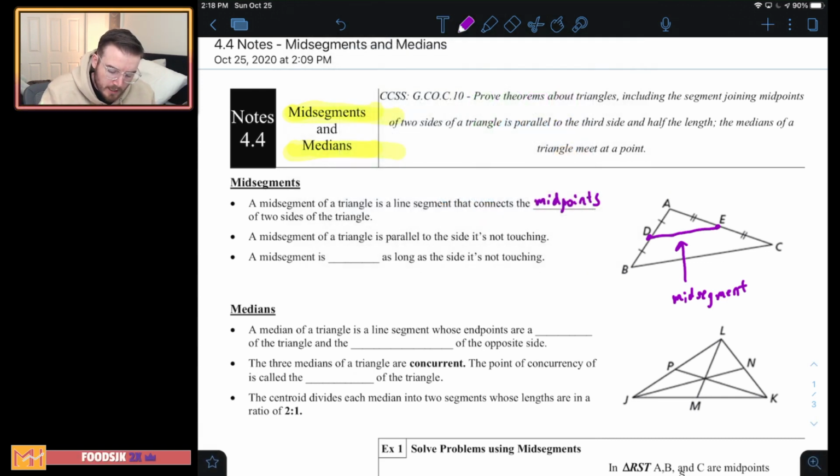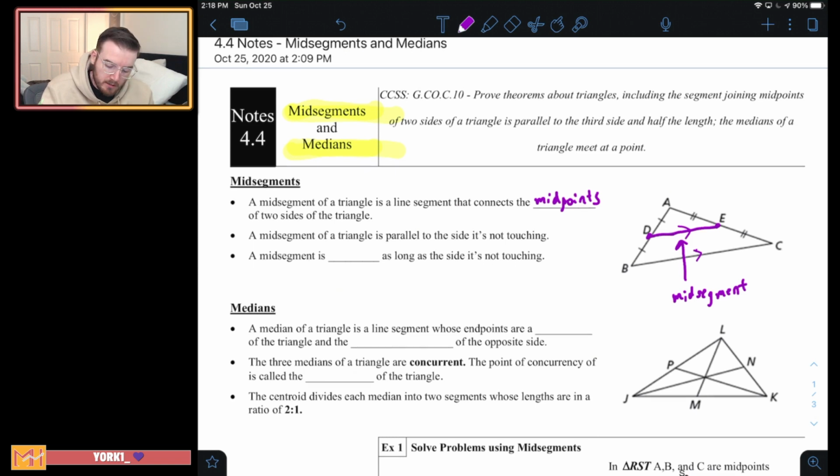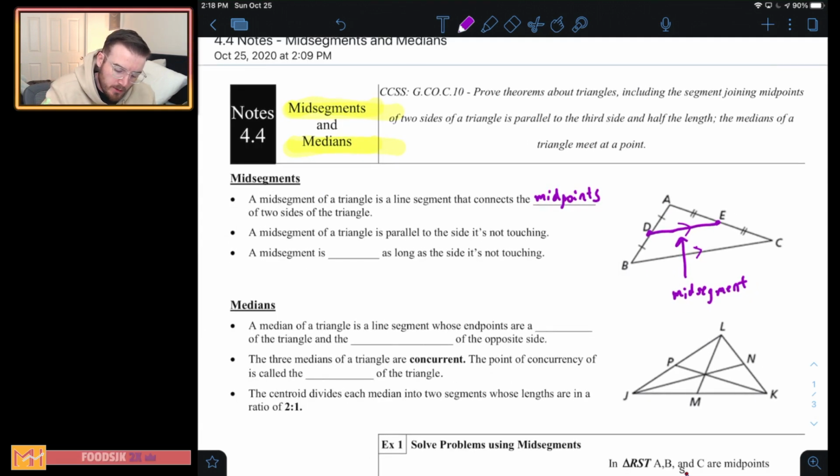A midsegment of a triangle is parallel to the side that it's not touching. So that is saying that this segment and this side that it's not touching are parallel. So these two lines are parallel. And we have seen parallel lines before, and this is a transversal, right? So we have some of those angle relationships that we're used to: alternate interior, alternate exterior, those sort of guys, okay?